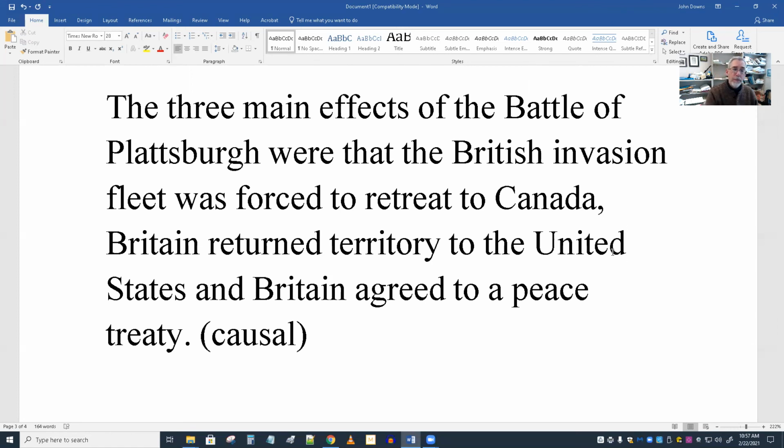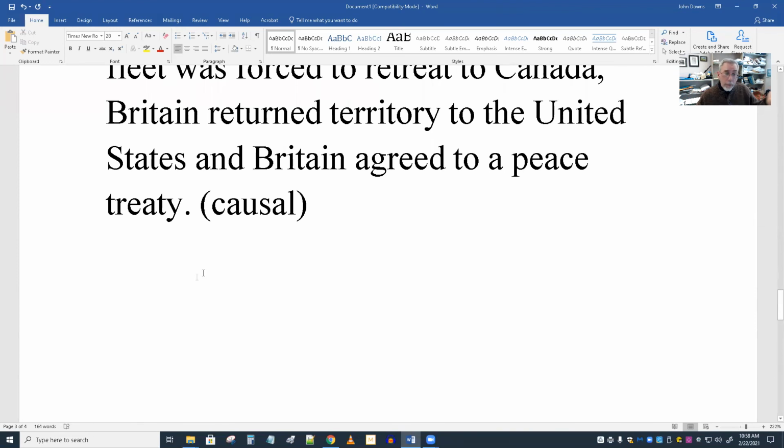Good. And then the main ideas, okay, are simply Roman numeral number 1. The first major effect of the Battle of Plattsburgh was that the British invasion fleet was forced to retreat to Canada. Number 2, the second major effect of the Battle of Plattsburgh was that Britain returned territory to the United States. And Roman numeral 3, the third major effect of the Battle of Plattsburgh was that Britain agreed to a peace treaty.